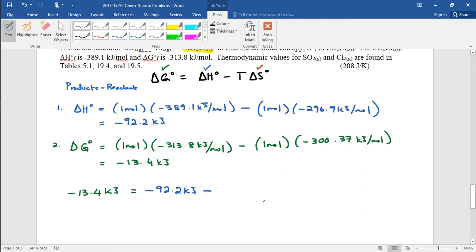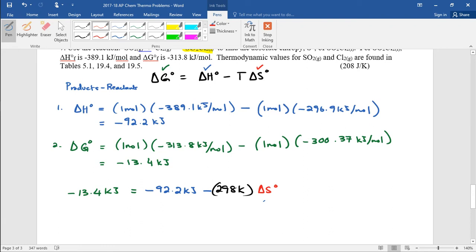Yeah, so they don't give us a temperature because these are all standard states. So standard state temperature is 25 degrees, which is going to be 298 Kelvin. Okay, so that's going to be 298 Kelvin, and I am looking for my unknown, which is delta S standard.